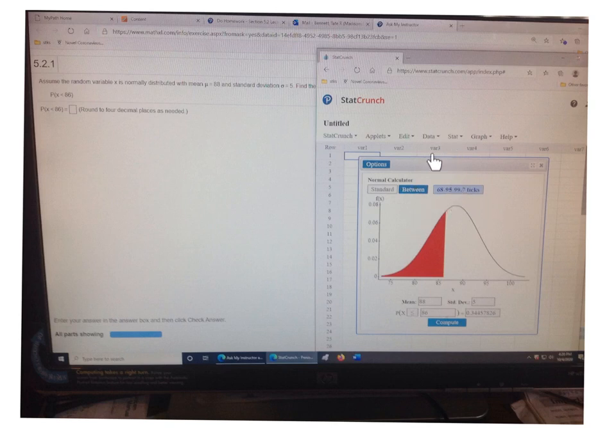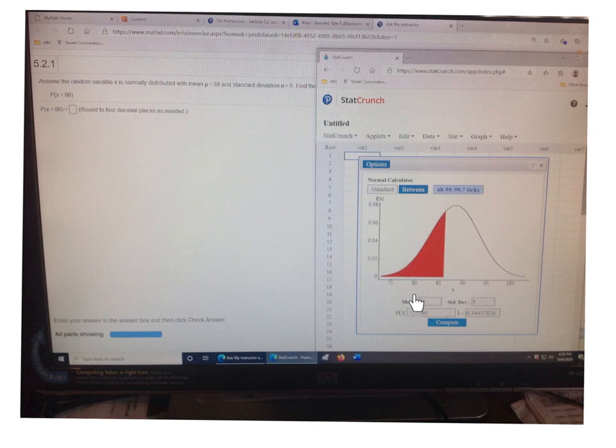So to do this with StatCrunch, probably the nicest way, you get a nice visual method. You click on Stat, then go under Calculators, and you choose the normal calculator. So Stat, Calculators, and the normal calculator. And you enter the information here. You do have a between option, which is not what we need. We just need the standard.